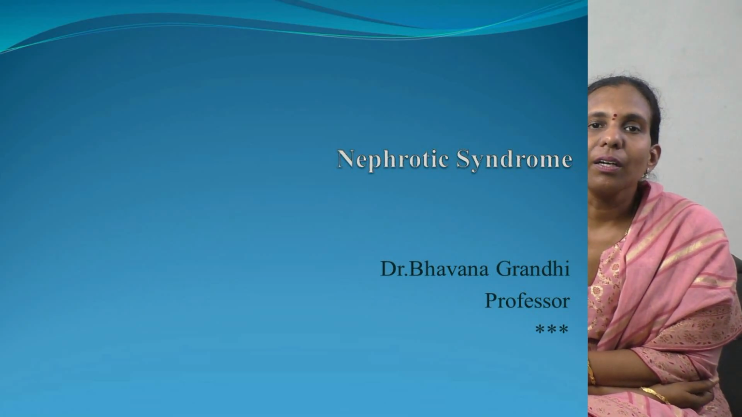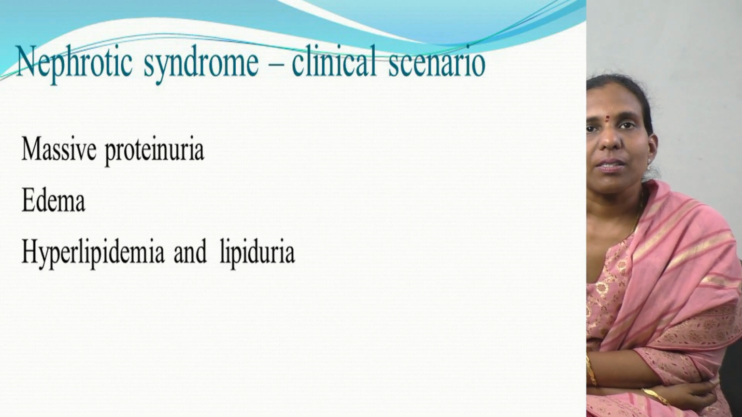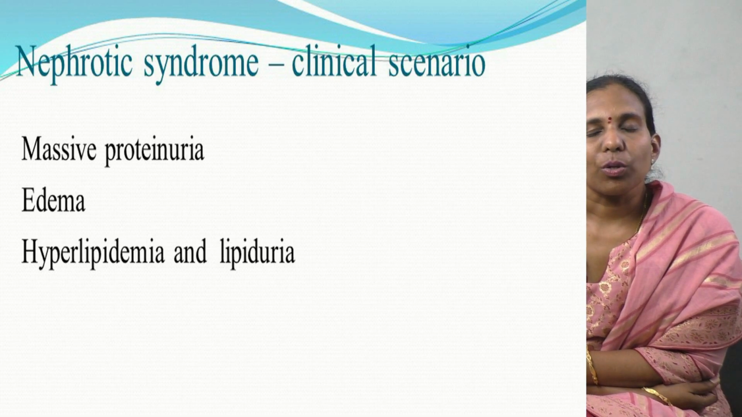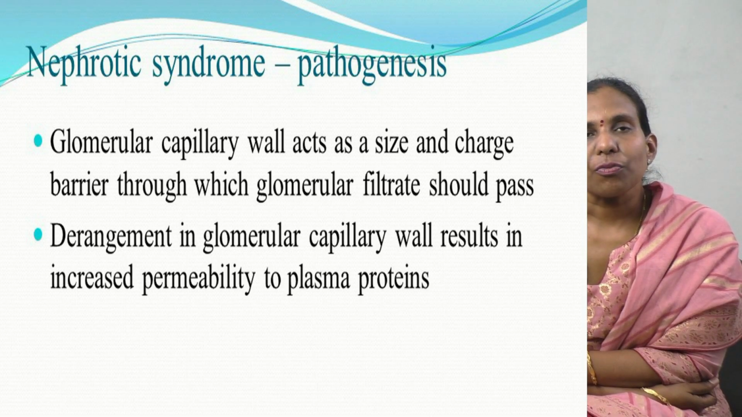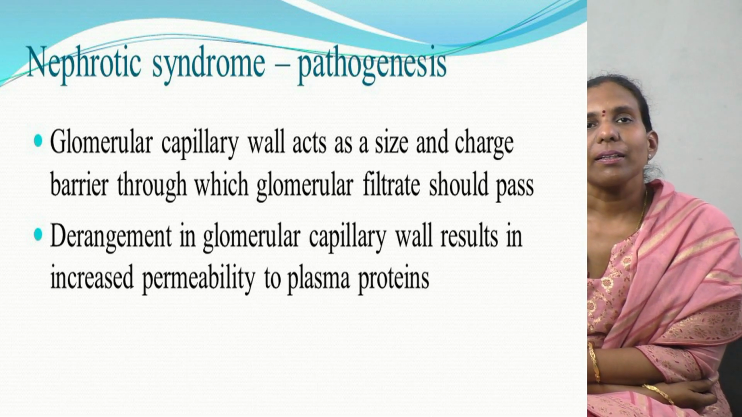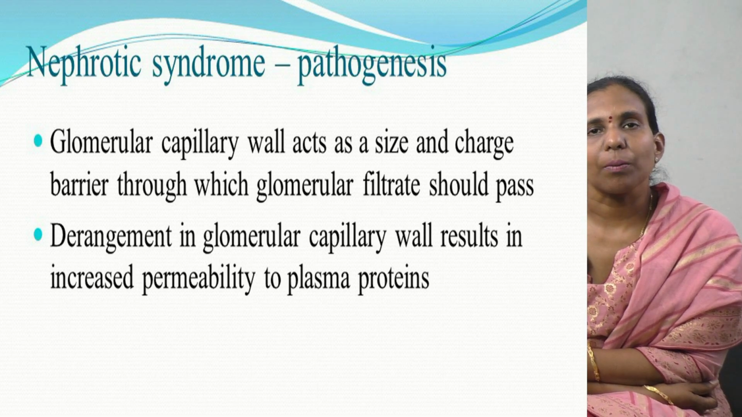In today's session, we'll discuss nephrotic syndrome. Nephrotic syndrome is composed of massive proteinuria, edema, hyperlipidemia and lipiduria. The pathogenesis of nephrotic syndrome: basically, the glomerular capillary wall acts as a charge and size dependent barrier through which the glomerular filtration takes place. Derangement in this capillary wall results in increased permeability to proteins, leading to nephrotic syndrome.